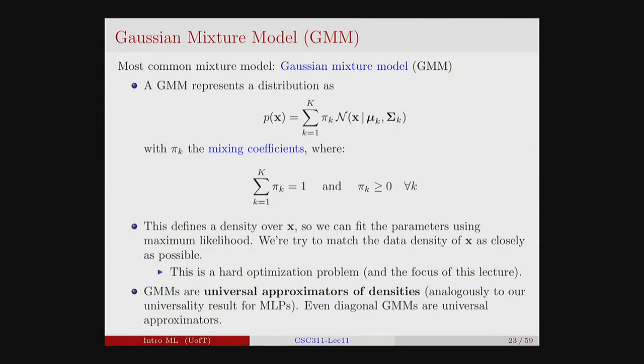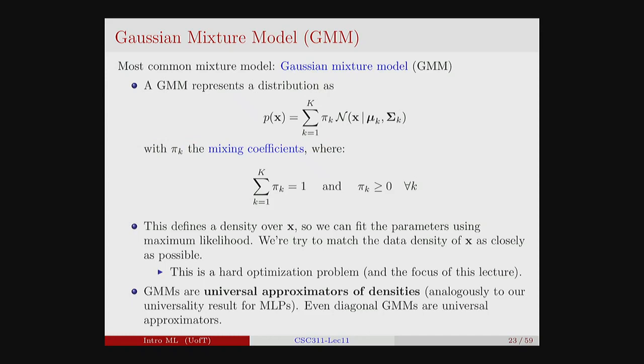So let's stare at this for a while. This is basically a convex combination of k different Gaussian distributions, because each of these is a number between 0 and 1, and they all sum up to 1. So it's a convex combination of Gaussians, and that's why we call it a mixture of Gaussians. So up until here, any questions?